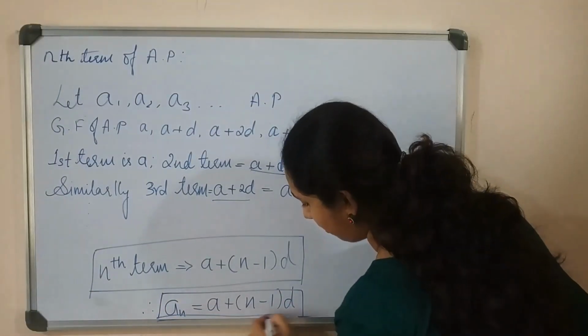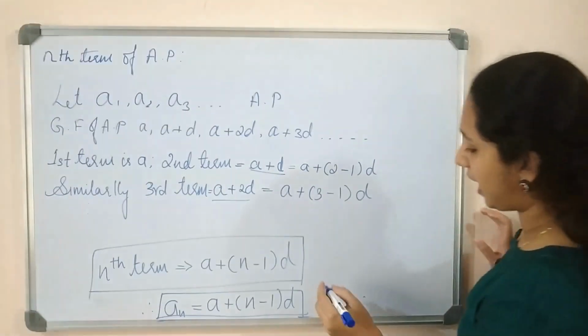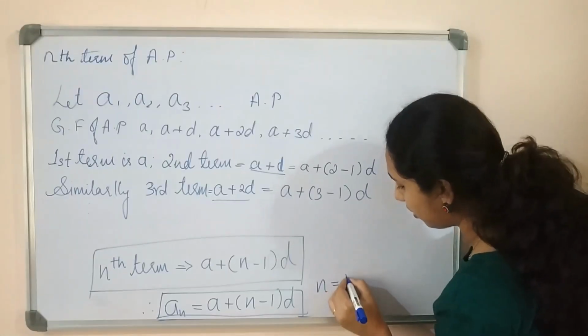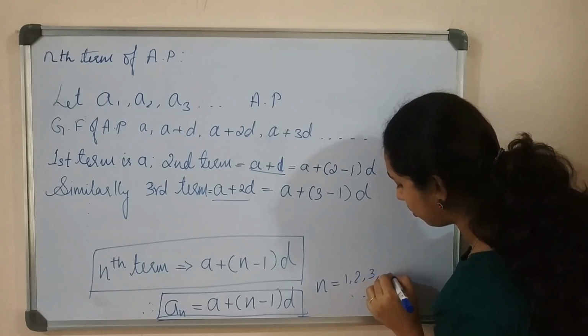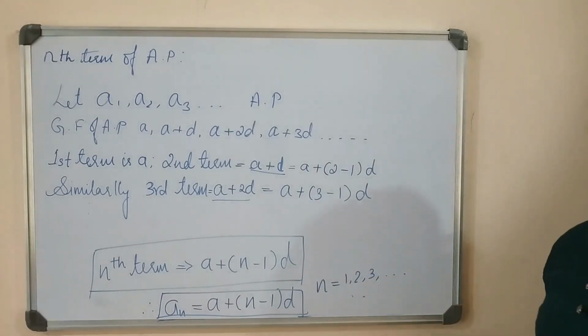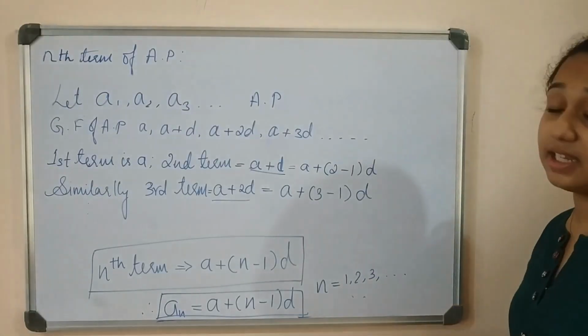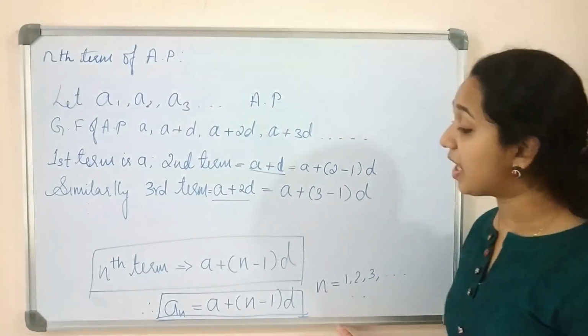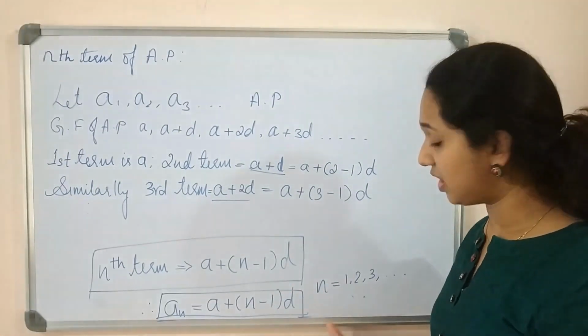And n is the number of the term which you want to find. So here n is 1, 2, 3, and so on. N can be any number. It can be 15, it can be 25, it can be 36, or it can be 99. It can be any number.